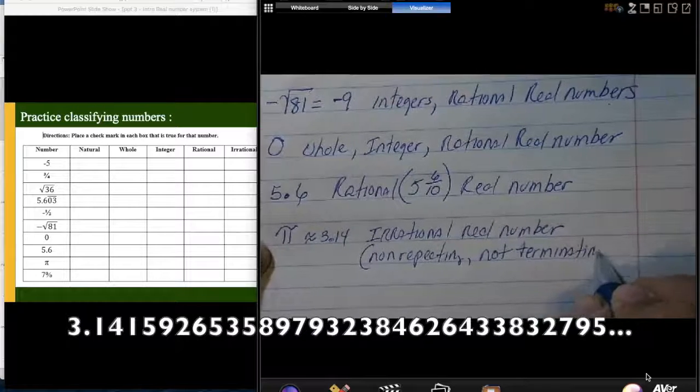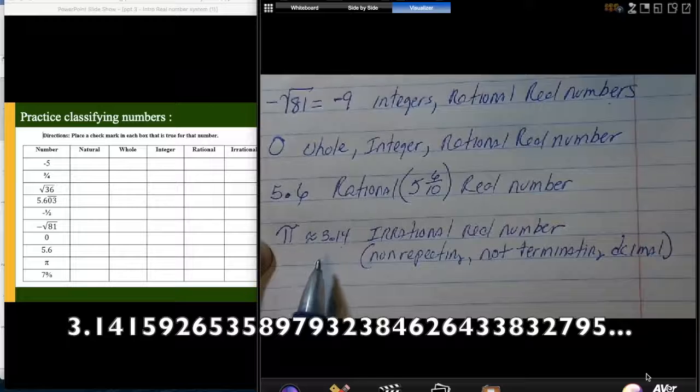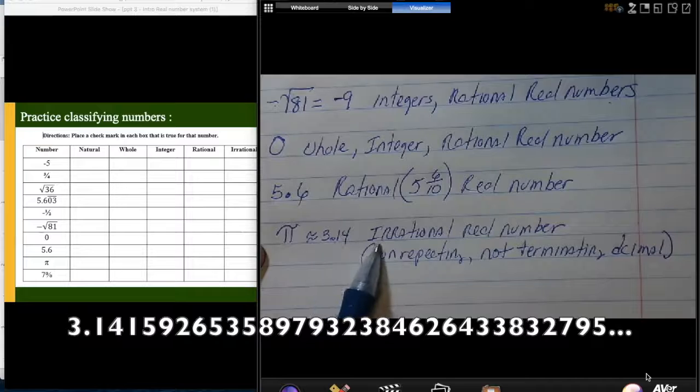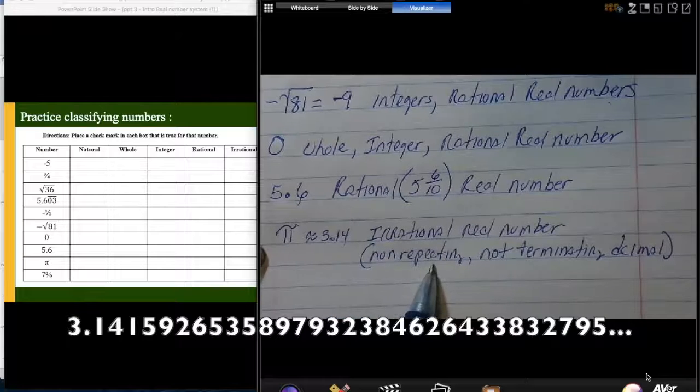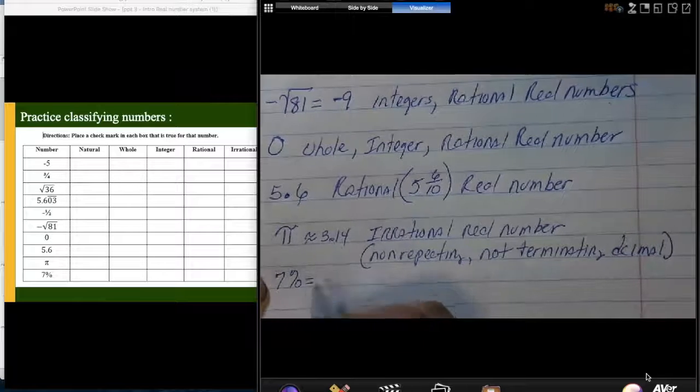We didn't have to write that down, but I'm studying, so we're just going over our notes. Non-repeating, non-terminating decimal. Now be careful because it doesn't look like it's non-repeating because we normally just put 3.14. But actually, it keeps on going and keeps on going. It never repeats and it never stops. The last one is 7%. Just kind of threw that in there for fun.